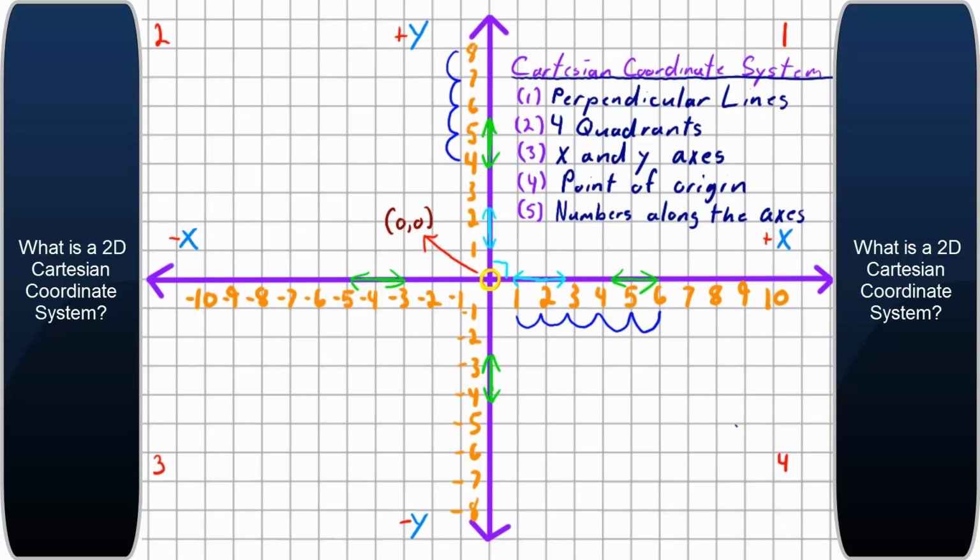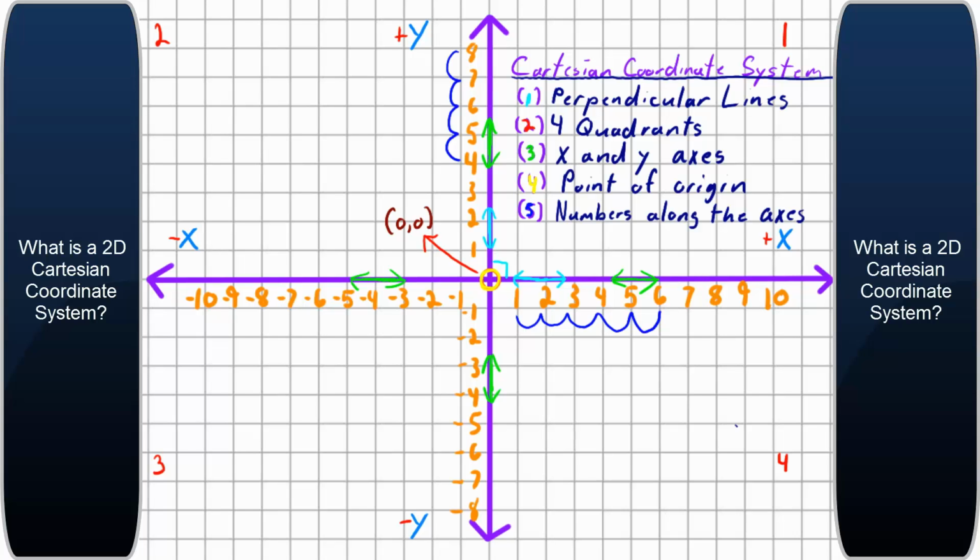Alrighty, so we learned that a Cartesian coordinate system has perpendicular lines. It also has 4 quadrants. Also X and Y axis, a point of origin, and numbers along the axis.